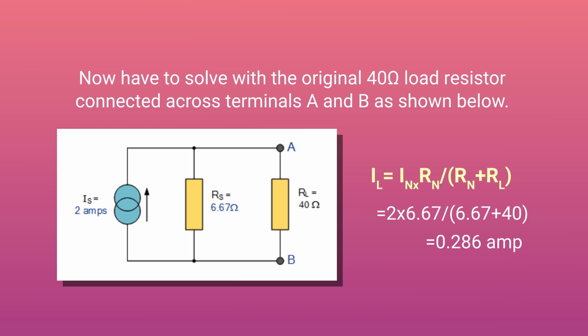Just apply the current division rule, and the current division rule states that the current flowing through this terminal AB is equal to the total current, and total current is what? That is the Norton current, multiplied by the resistance of the opposite branch. So the opposite branch of AB is what? This Norton resistance Rn, upon the summation of the two resistances, Rn plus RL. So the value of RL is 40 ohm, and the Norton resistance is 6.67. So 2 into 6.67 divided by 6.67 plus 40. So this comes to 0.286 ampere. So this is how you have calculated the load current with the help of the Norton theorem.